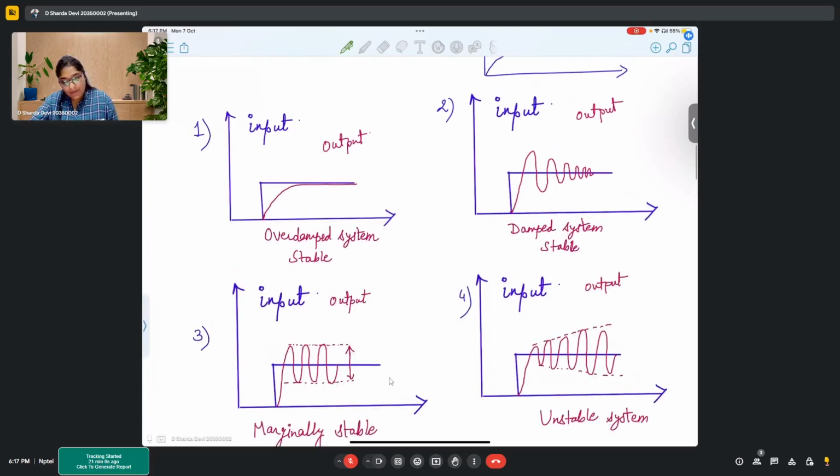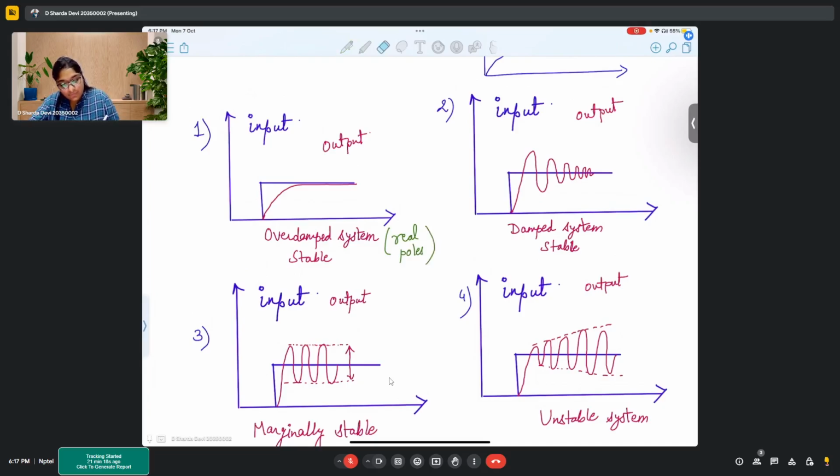So if we talk about this first system, when there is an overdamped system which is completely stable, the behavior of poles is like the poles are real poles, okay?